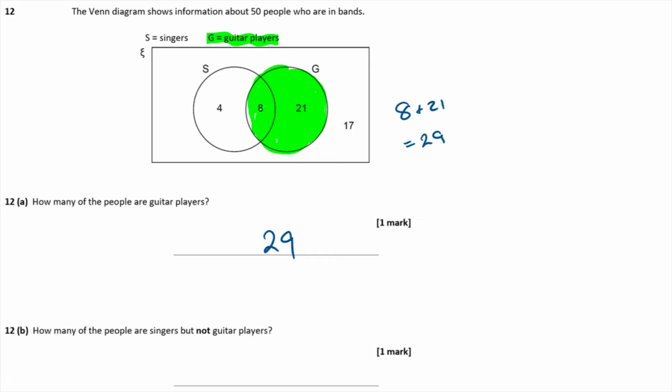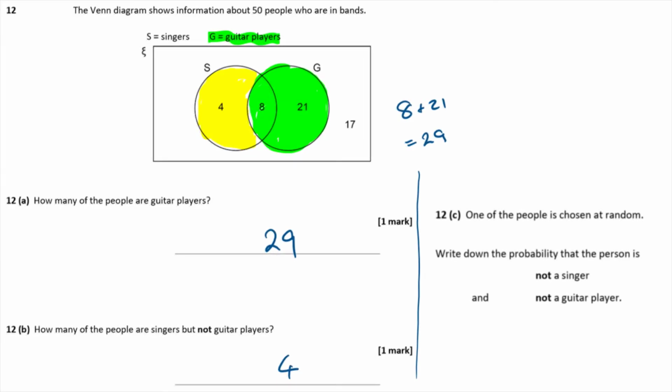How many people are singers but not guitar players? Well, if they're singers but not guitar players, they have to be inside the singer circle but outside the guitar circle. So it's basically everyone in here, isn't it? Okay, so 4. There are 4 people who are singers but not guitar players. Part C says one of the people is chosen at random. Write down the probability that the person is not a singer and not a guitar player.